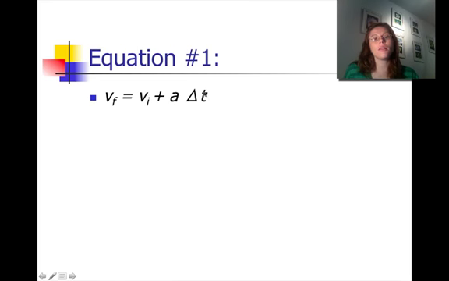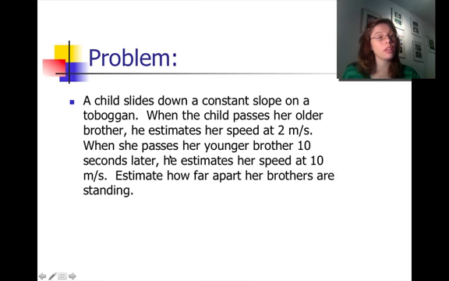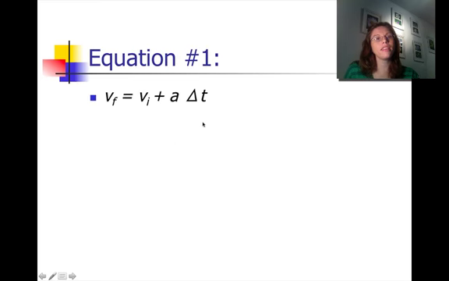So this is the equation that we use. This is just the acceleration is change in velocity over change in time equation, but solved for Vf. Sometimes it's a little bit easier to have it in this form as we just saw. Okay. Let's do another problem. Oh, I forgot to mention. This is our first kinematic equation.